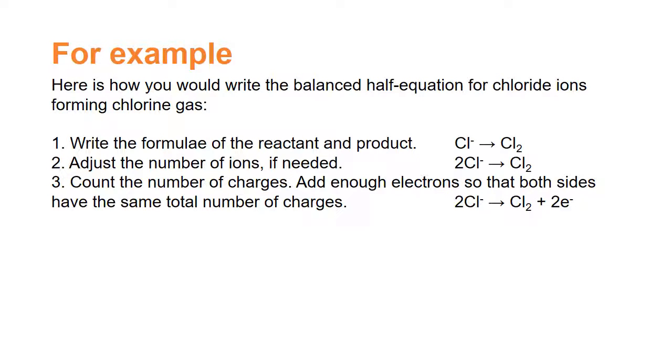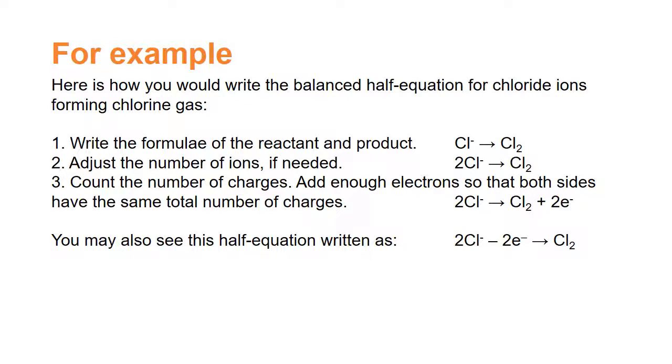Count the number of charges, and add enough electrons so that both sides have the same total number of charges. So on the left hand side of the equation we've got 2 chloride ions with 2 minuses, so we need 2 minuses on the right hand side. We do that by adding 2 electrons. Of course you could also have subtracted 2 minuses from the left hand side. They're both the same thing, so we could have 2 chloride ions take away 2 electrons, and there's no net charge on the left hand side, just as there's no net charge on the right hand side.